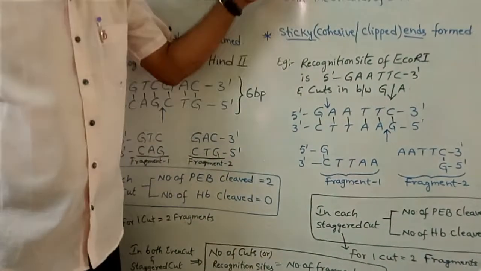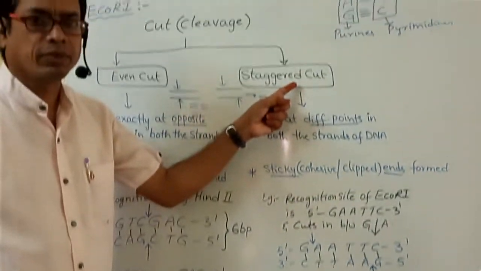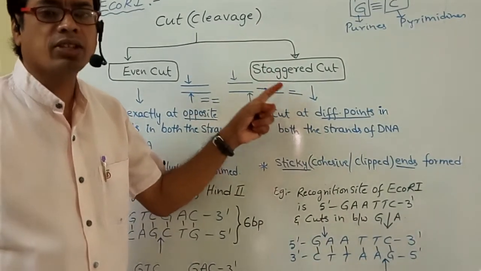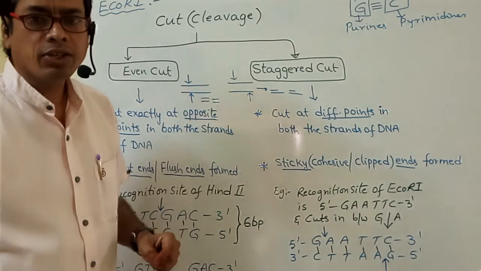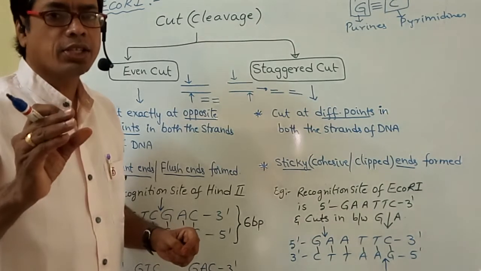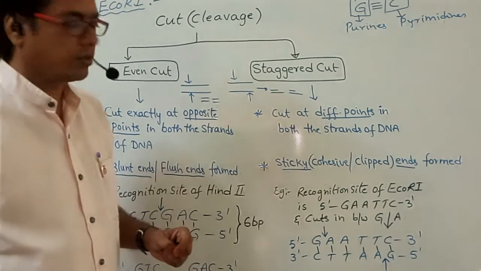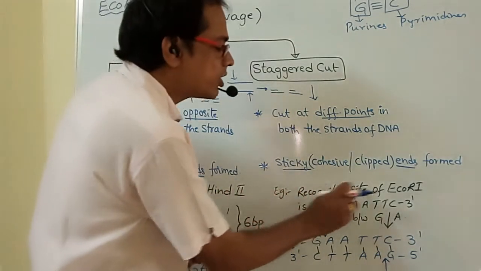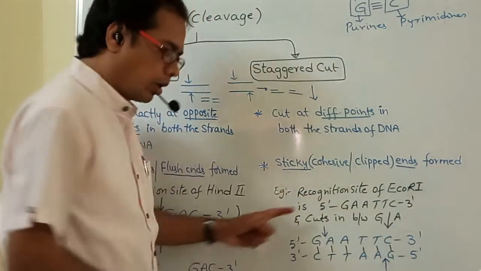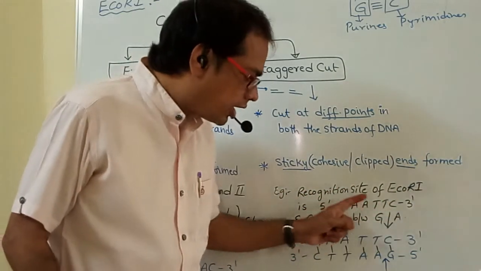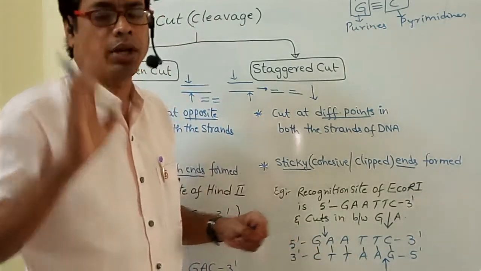Now look here, my dear students. This is a staggered cut. Cutting occurs at different points in both the strands of DNA. What ends are formed? Sticky ends or cohesive ends are formed. The recognition site of EcoR1 is this one. You have to remember 5 to 3, GAATTC. This sequence you have to remember.